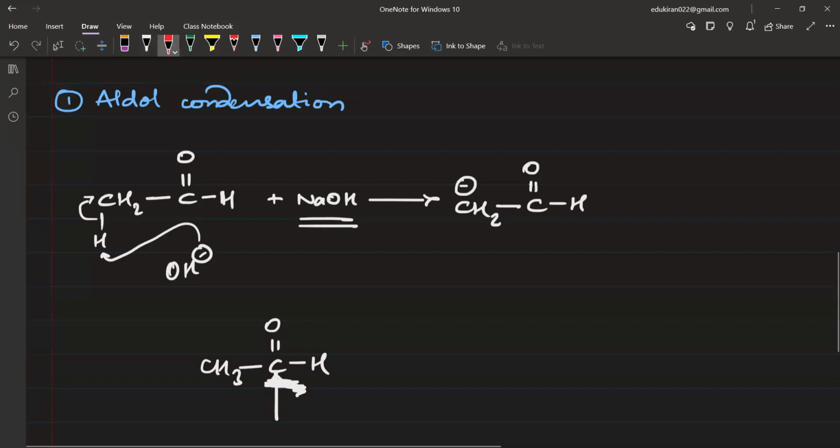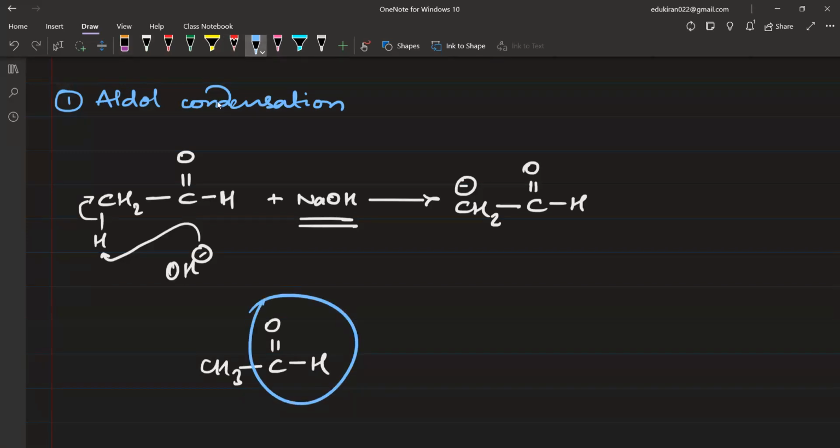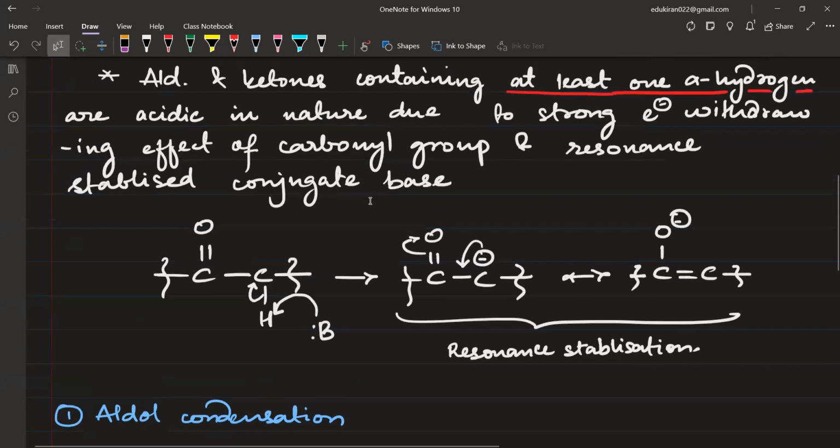This is the mistake you people make. Is this alpha carbon? This is the functional group. The carbon that is directly attached to the functional group is known as alpha carbon. Got this? See here, guys. C double bond O, whatever carbon is attached to it, this is the alpha carbon.